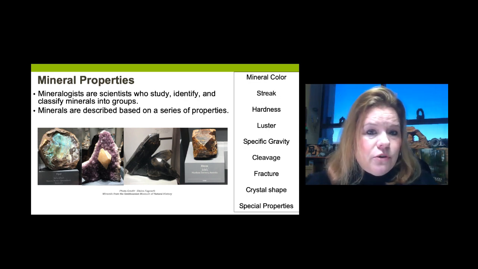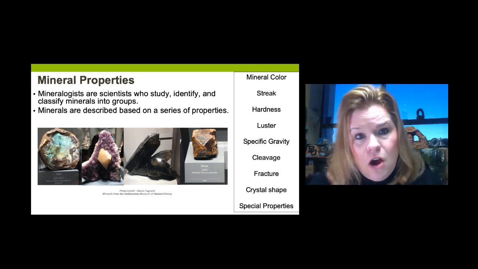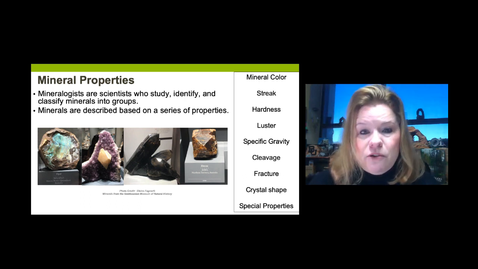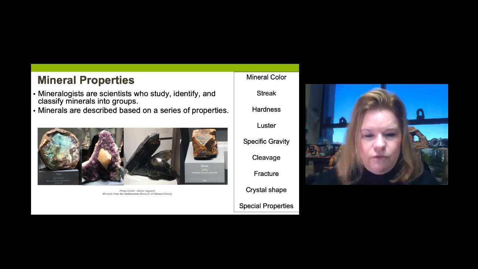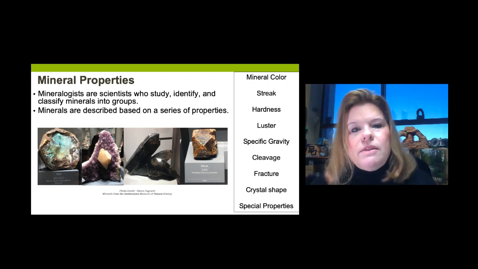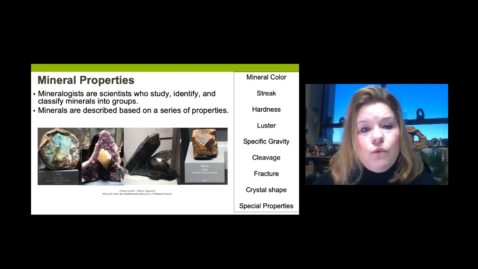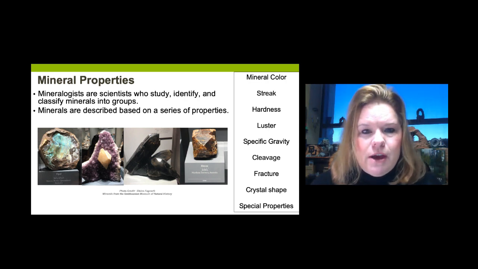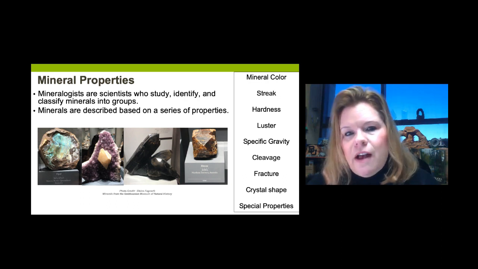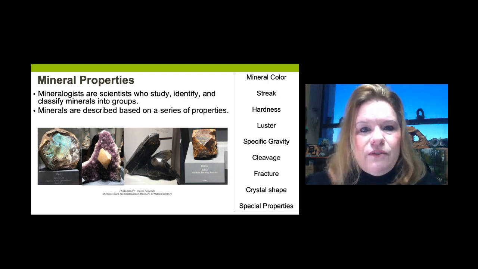I would be able to do some testing on minerals and look at some of their special properties. Without having a scanning electron microscope, where you take literally a sliver of that, put it into a powder form and then examine it under a microscope and get a reading of what elements and atoms are in there, you have to rely upon mineral properties to help you identify what they are. So mineralogists are the people who do that. They are scientists who study, identify, and classify minerals into specific groups.